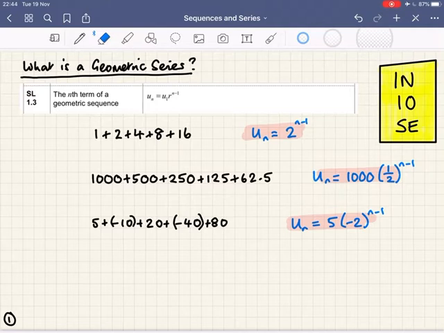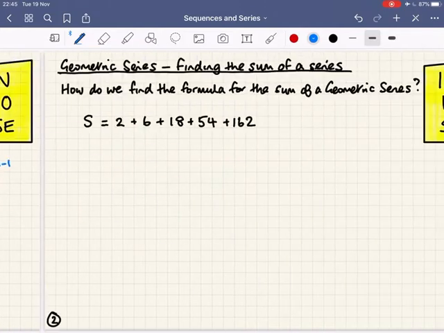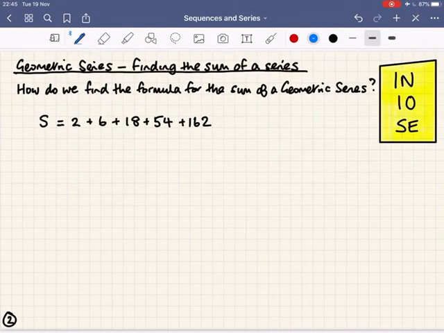If I was using sigma notation, for example, this first one I would write as the sum from n equals 1 to 5 of 2 to the n minus 1. I won't write all the other ones, that's fairly straightforward. But we're interested in the sum of a particular part of a geometric sequence, as we saw with our arithmetic series before. How do we find the formula for the sum of a geometric series?